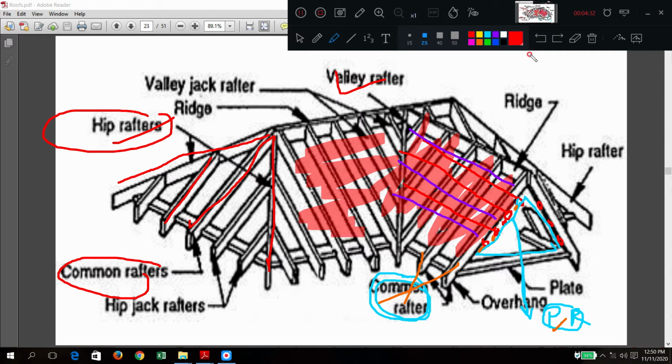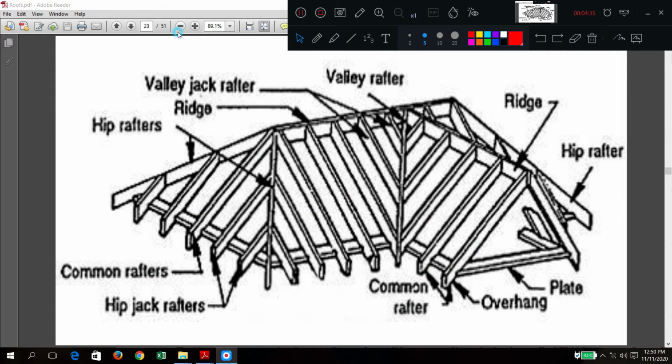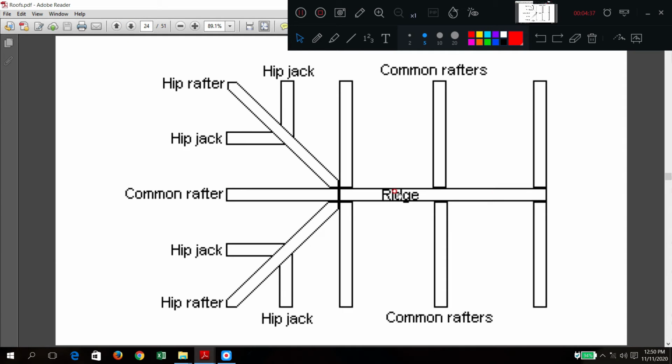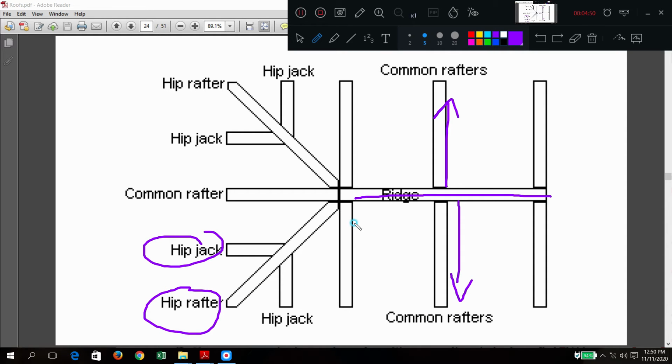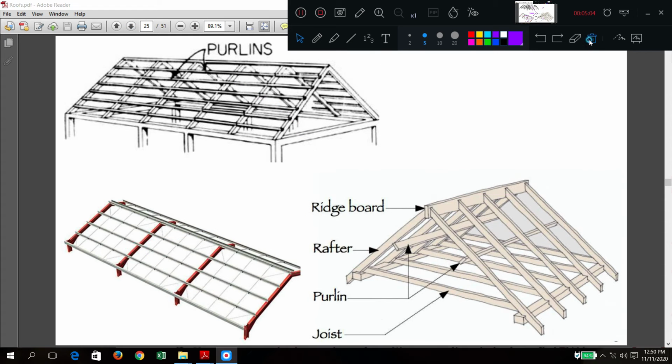I hope it is now clear. We'll move on to the next diagram, where you will get more clarity. This is a plan. The ridge is at the center and topmost. From there you have common rafters. Hip means this bulged or corner portion, which has the hip rafter. A common rafter is one that runs from the top to the bottom. Now it is clear. In this diagram it is more clear, a three-dimensional view.